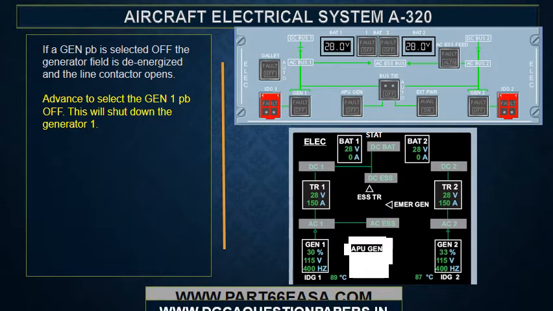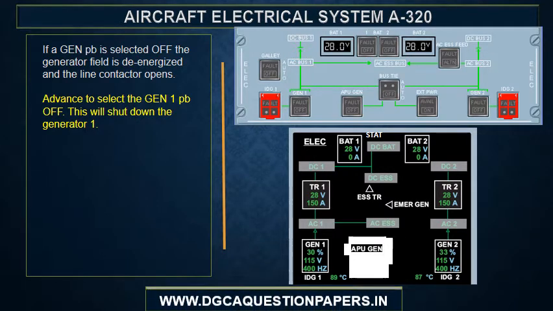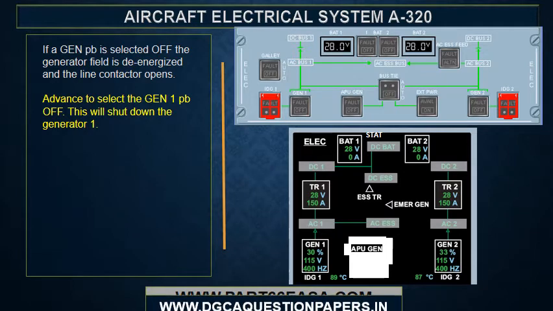If a GEN push button is selected off, the generator field is de-energized and the line contactor opens. Advance to select the Generator 1 push button off. This will shut down Generator 1.